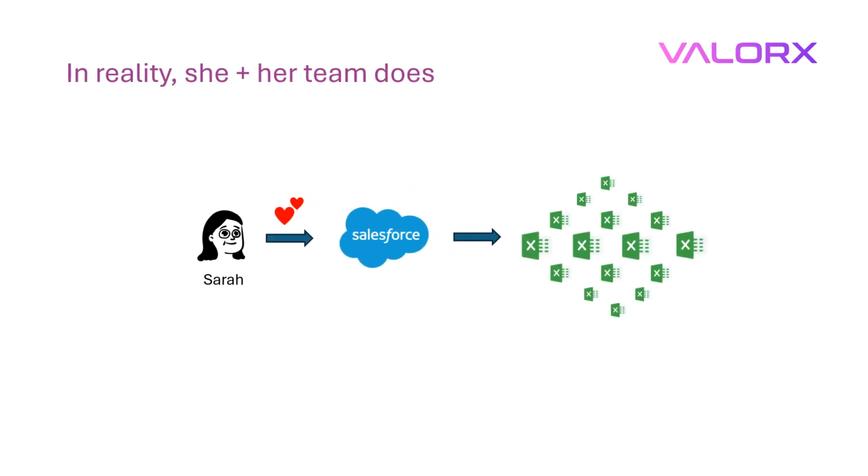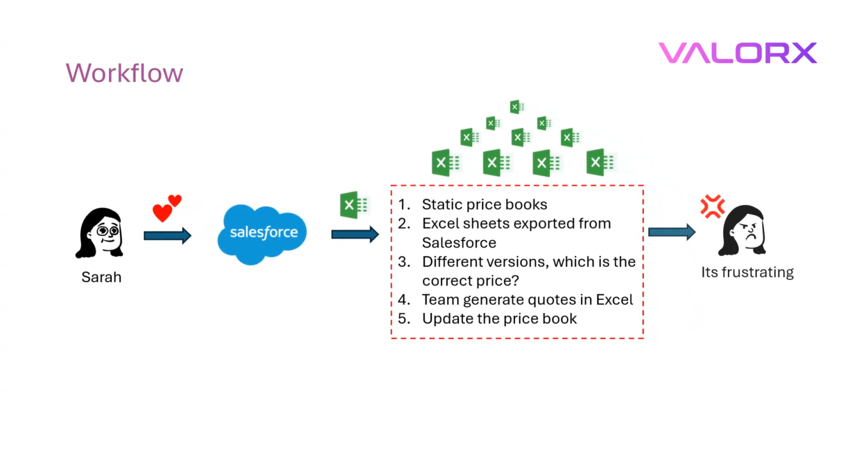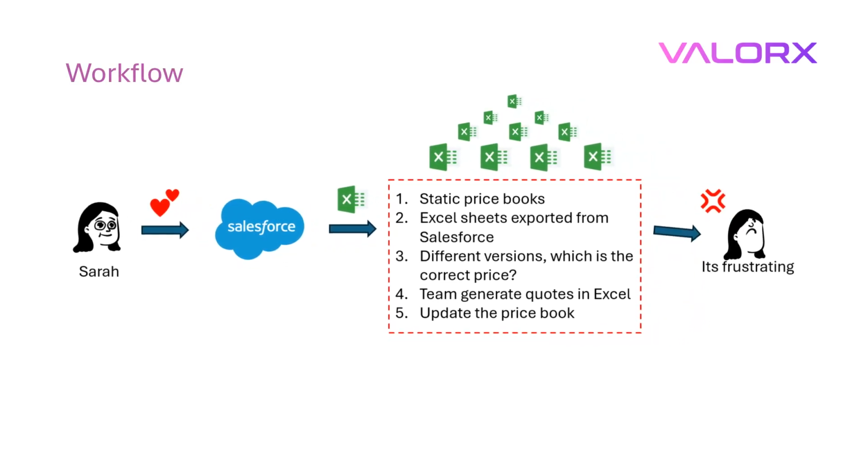Now, in reality, she manages multiple sheets. Her team also manages multiple sheets, due to which there are certain issues, because all the Excel sheets have static data, or they are static price books. Multiple sheets have data exported from Salesforce, but no one knows which is the real price, what is the correct price, what is the real source of truth, and how she can generate a quote at the right time and give it to the customer faster. So this is a frustrating experience in terms of her workflow.